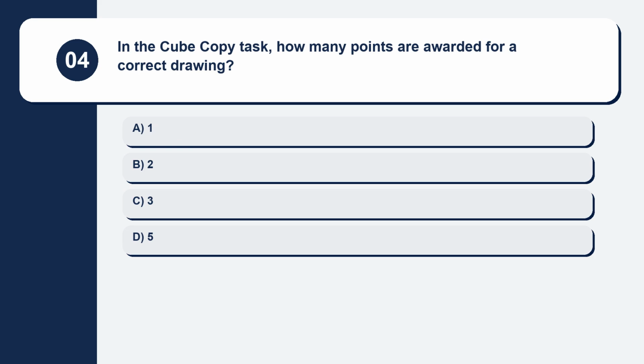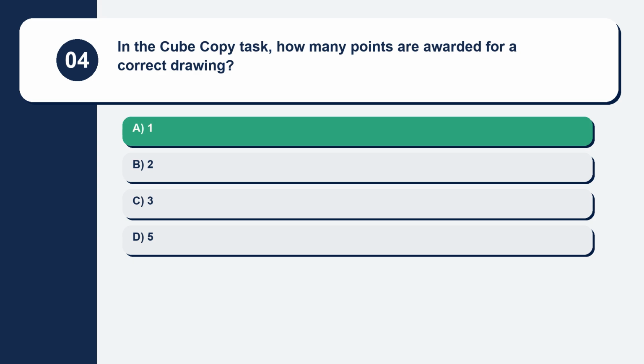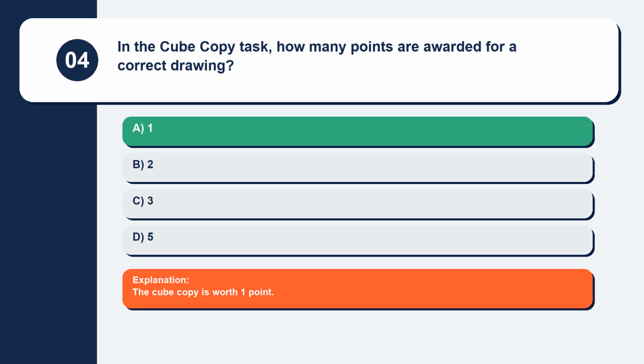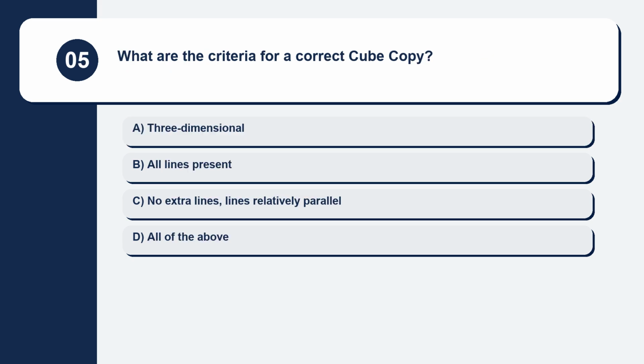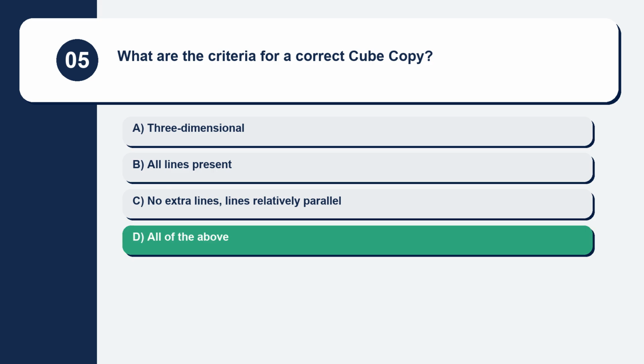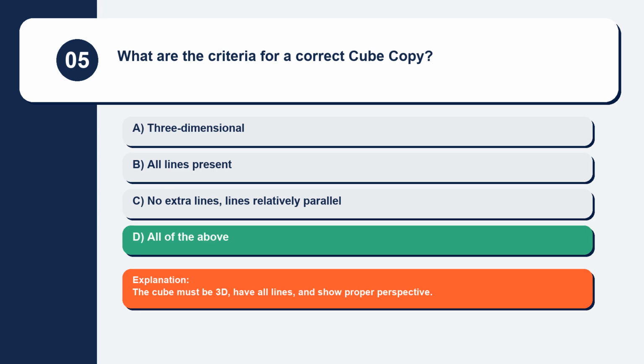Question 4. In the cube copy task, how many points are awarded for a correct drawing? 1, 2, 3, 5. The cube copy is worth 1 point. Question 5. What are the criteria for a correct cube copy? 3-dimensional. All lines present. No extra lines, lines relatively parallel. All of the above. The cube must be 3D, have all lines, and show proper perspective.